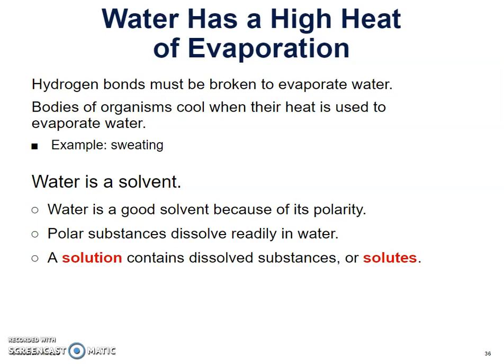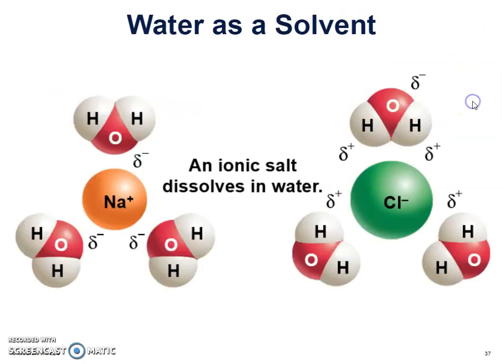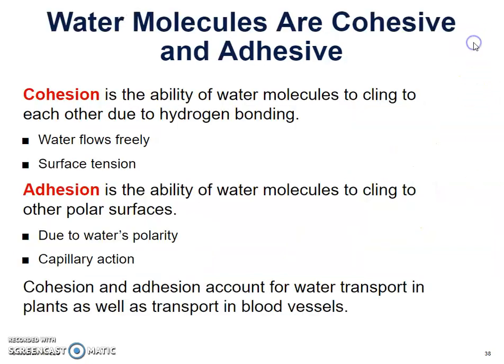And whenever water is used to dissolve things, it becomes a solution because it contains dissolved substances, which are called solutes. So here we have salt dissolved in water. The negative portion of the oxygen becomes attracted to the positive sodium ion, and the negative portion of the water molecule becomes attracted to the negative chloride ion.